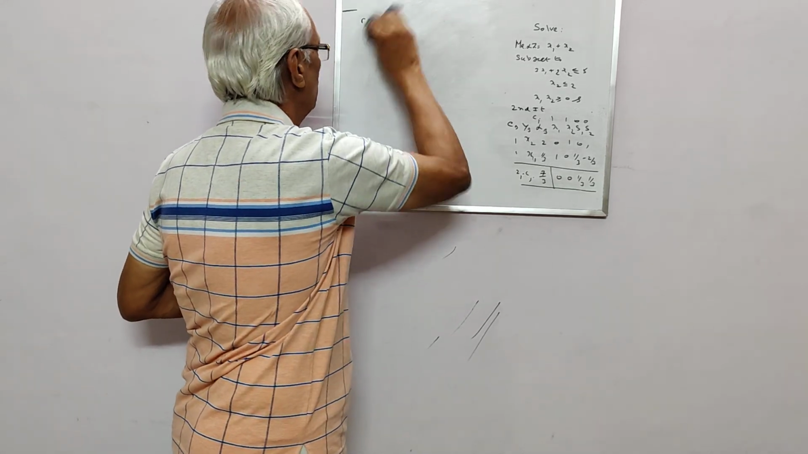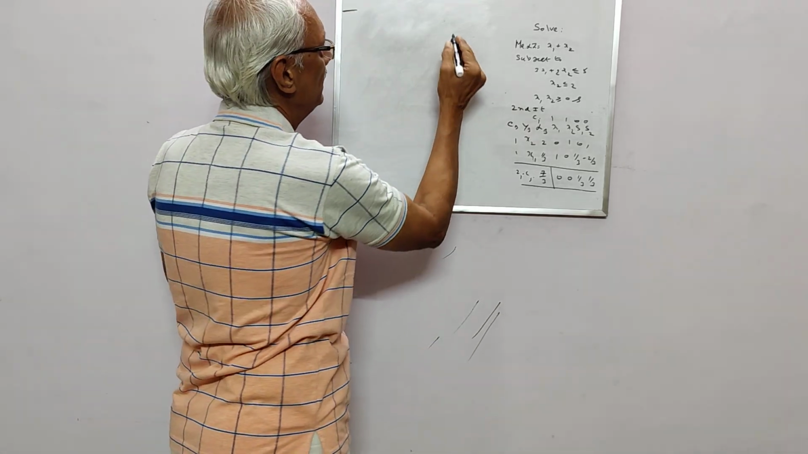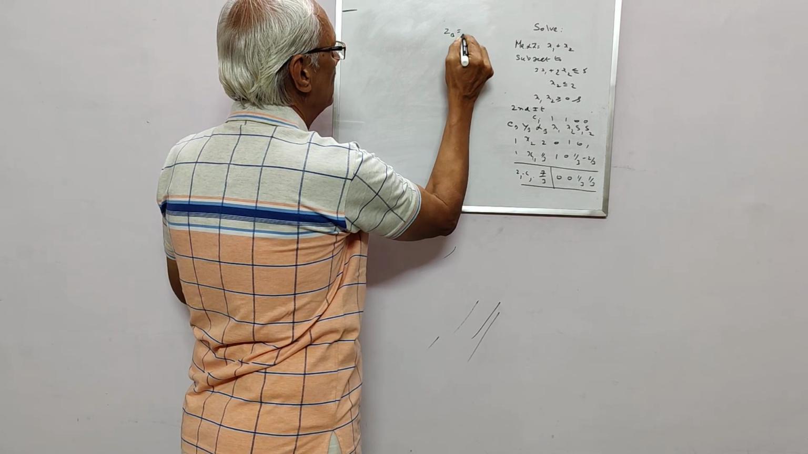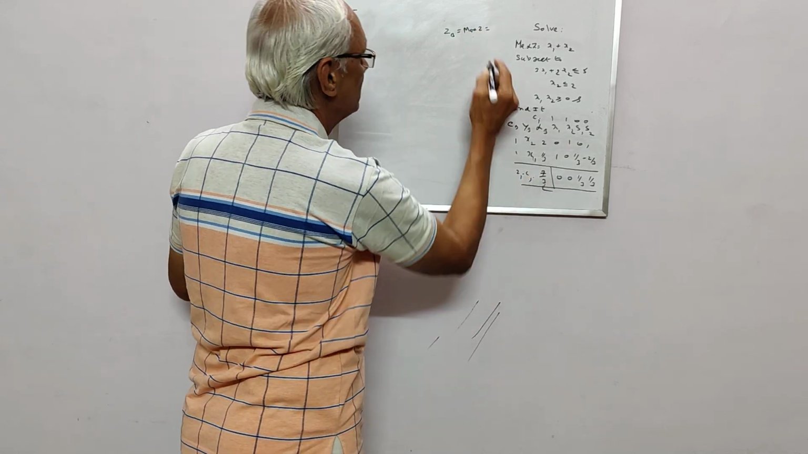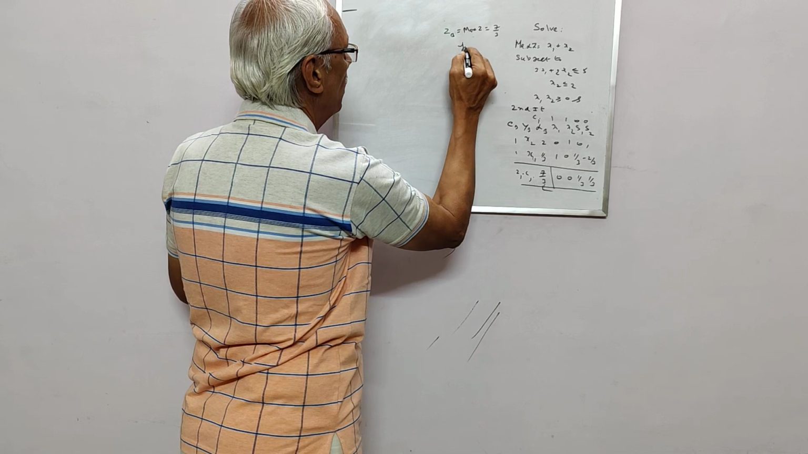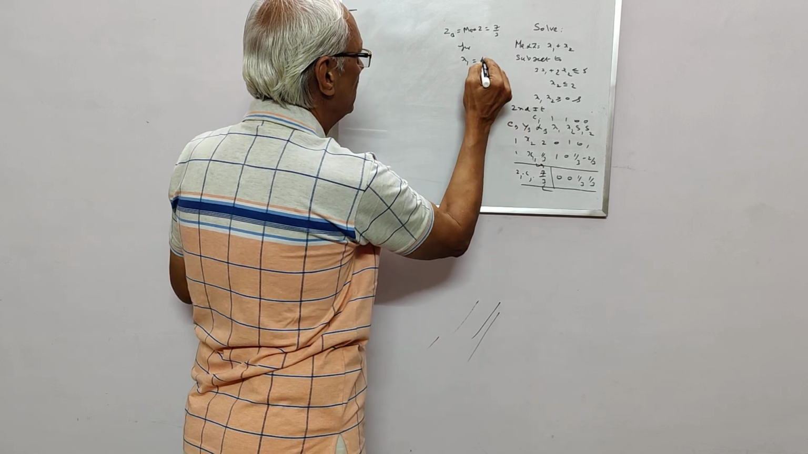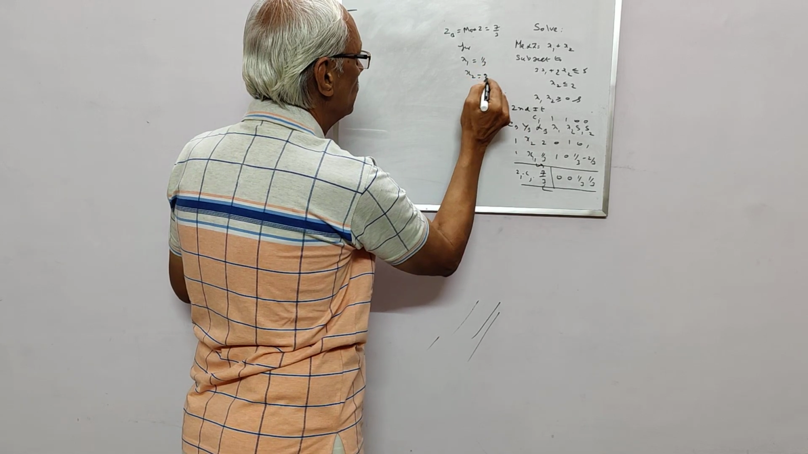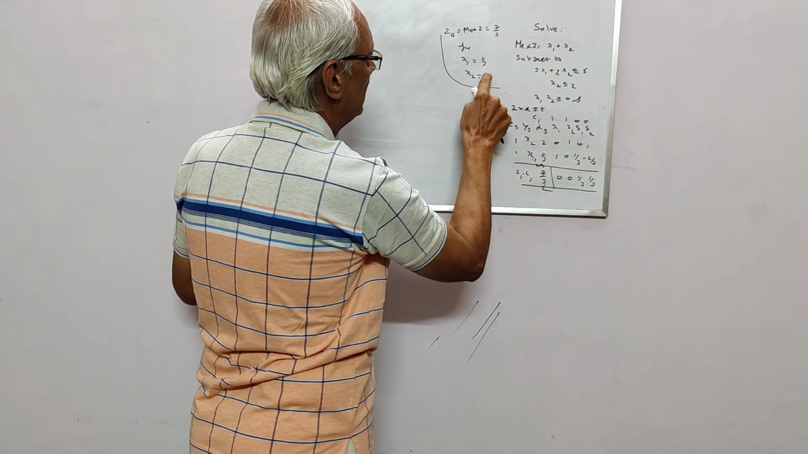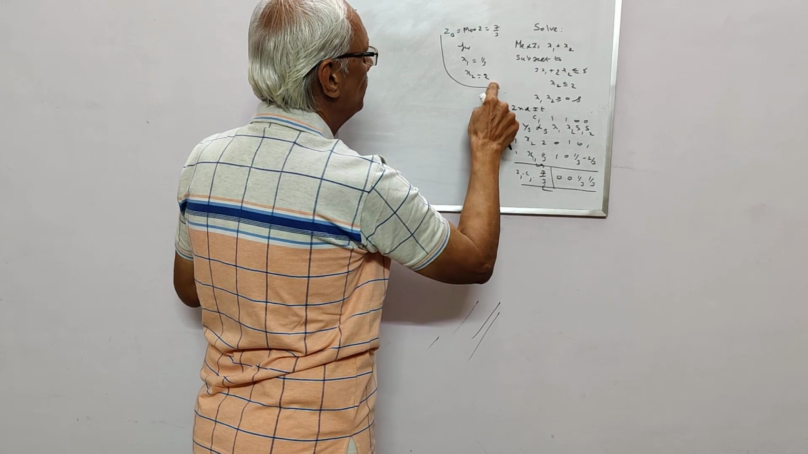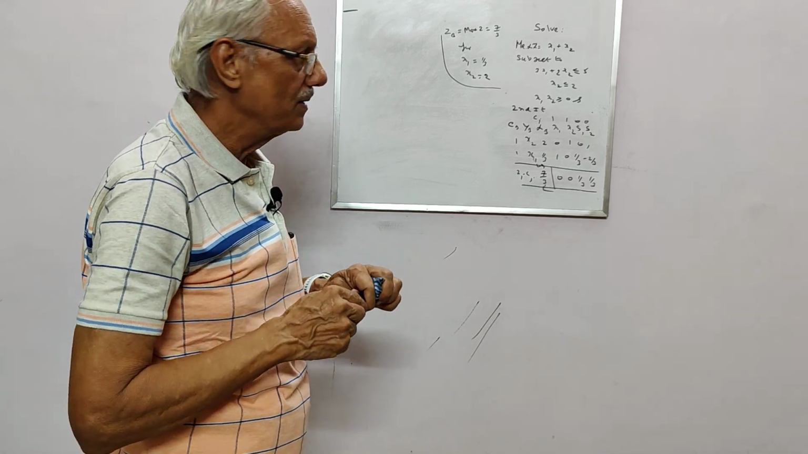So my solution is what? The solution to the problem is Zmax = 7/3, for x1 = 1/3 and x2 = 2. Now see, you write this: x1 is 1/3, x2 is 2, so 2 + 1/3 is what? 7/3. Are you able to understand? So this solution has been obtained.